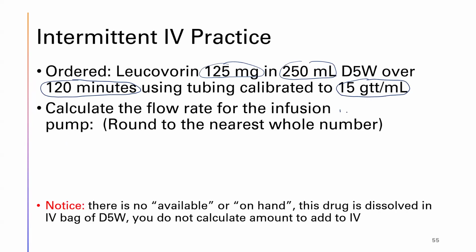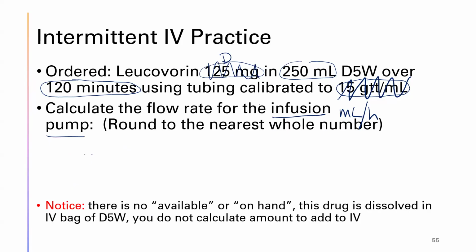Now, an infusion pump is milliliters per hour, which actually makes that GTT per milliliter irrelevant. The only time you need that 15 GTT per milliliter is if you're looking for drops per minute. But we're looking for the infusion pump, which is milliliter per hour. Notice that they don't have anything that's on hand. They tell you what the doctor ordered, but they don't give you the H and the Q. So that means that this is also irrelevant.